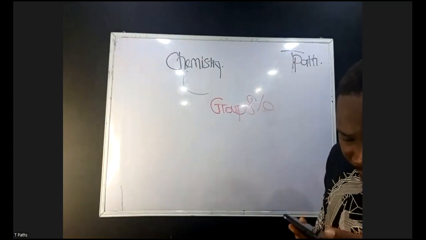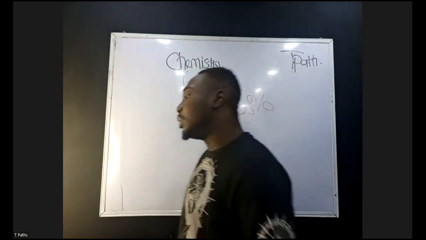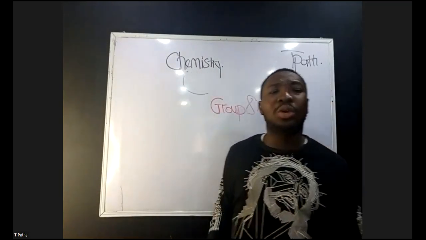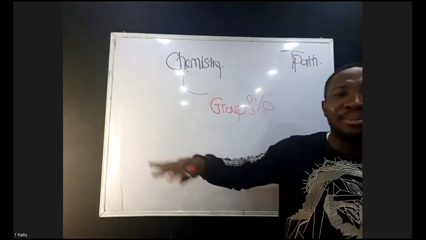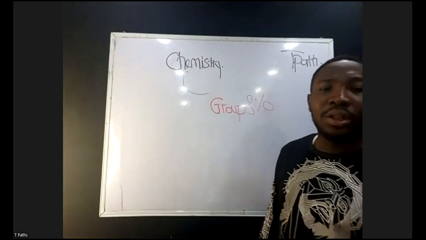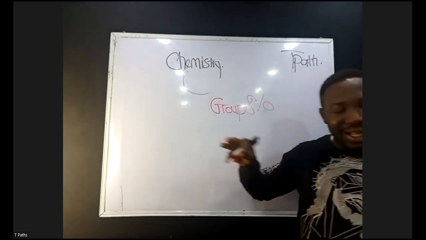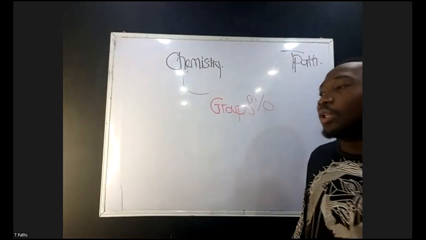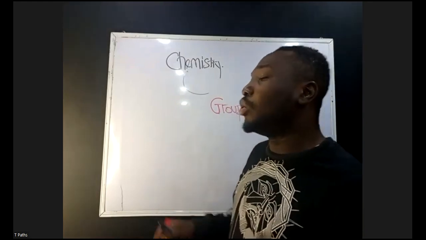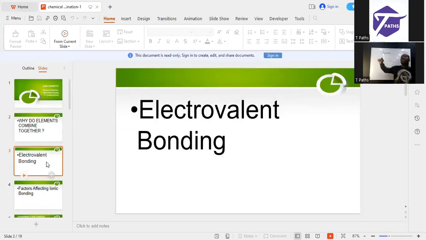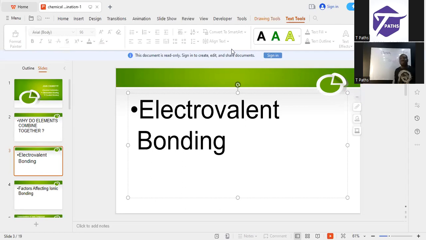The first one there is electrovalent bonding. What do you mean by electrovalent bonding? Electrovalent bonding is known as ionic bonding, and it is more like what they call electrostatic bonding. What do I mean by electrostatic bonding? A bonding that involves a positive ion and a negative ion. The positive ions are the cations, and the negative ions are the anions. So a bonding in which there is a transfer of electrons from one atom to another atom is known as electrovalent bonding.